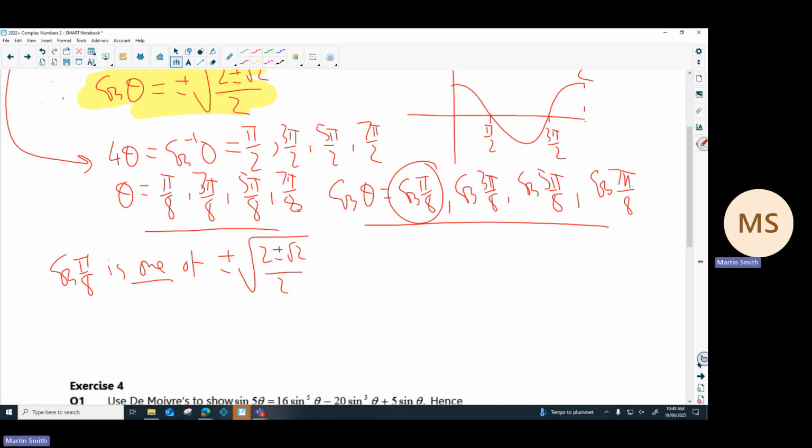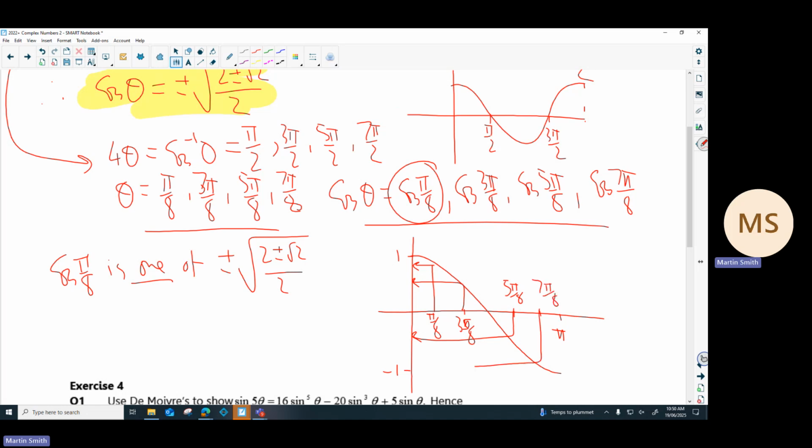This comes from the following logic, just looking at the graph of cos, but only for angles between 0 and pi. So the graph of cos between 0 and pi looks like this. I've got pi over 8 here, so cos pi over 8 is there. I've got 3 pi over 8 here, so cos 3 pi over 8 is there. I've got 5 pi over 8, so cos 5 pi over 8 is there, which is negative, and 7 pi over 8, so cos 7 pi over 8 is there. So the 4 cos values correspond to these 4 values between plus or minus 1.